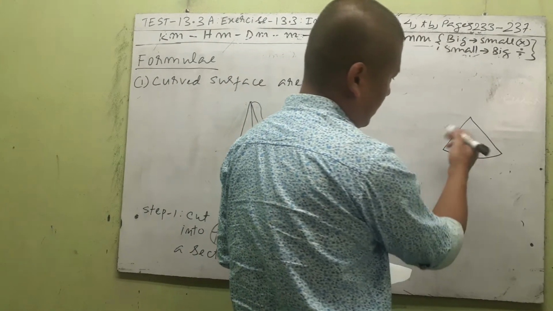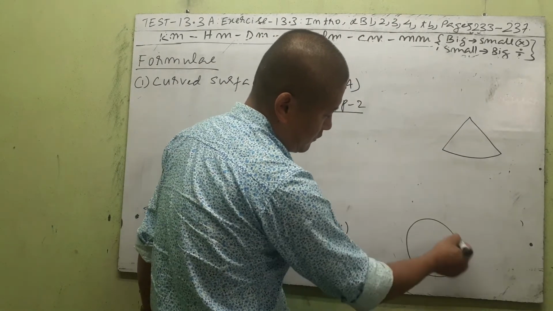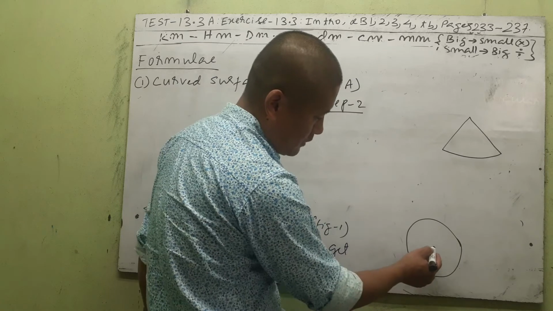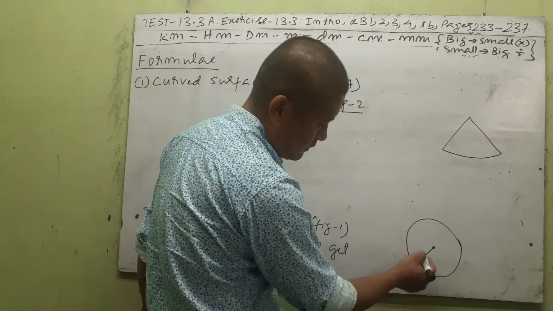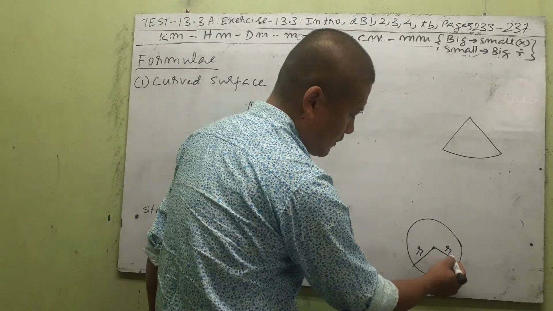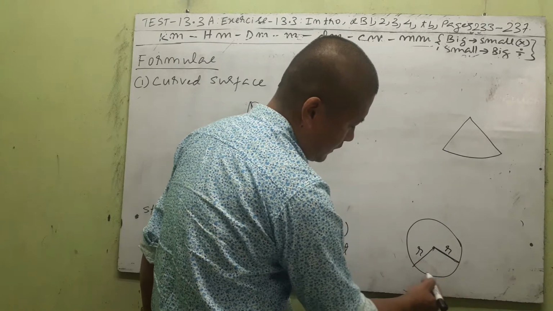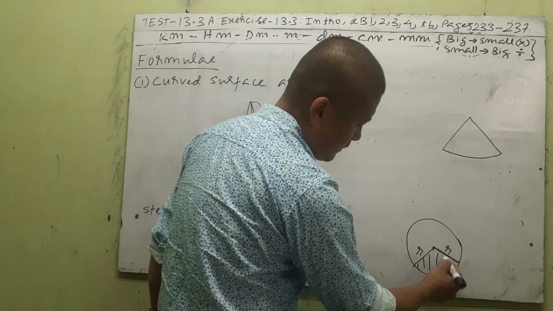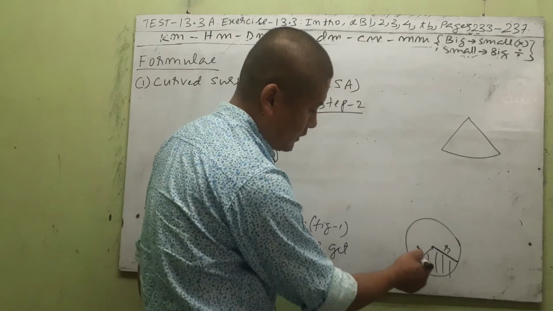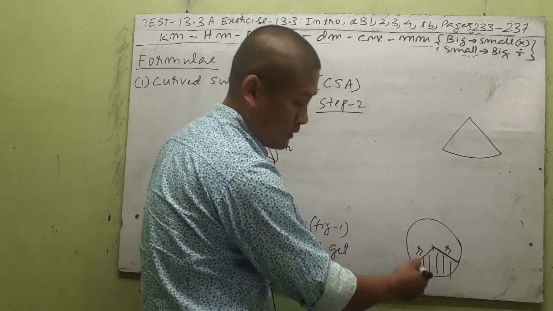So this is called sector. Sector means, let me explain it. You draw a circle with its center. Draw one radius, then another radius. The region surrounded by these 2 radii and this arc here is called the minor sector, and the region surrounded by the 2 radii and the big arc here is called the major sector.